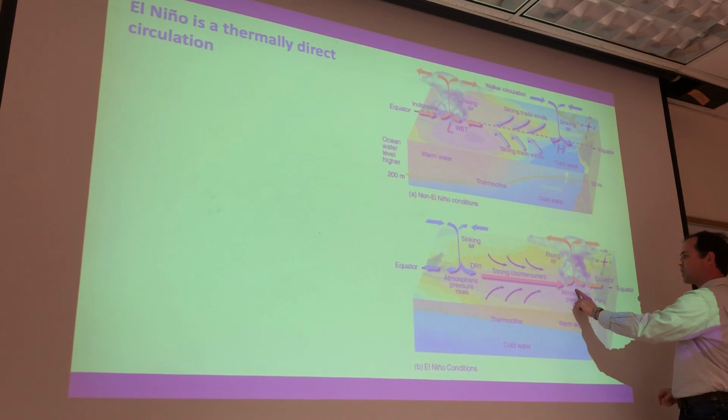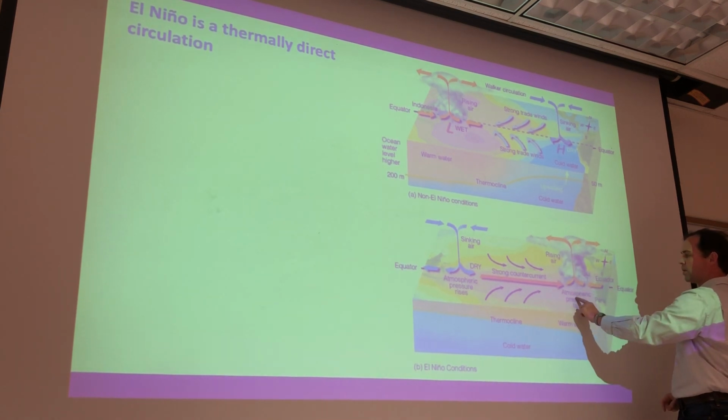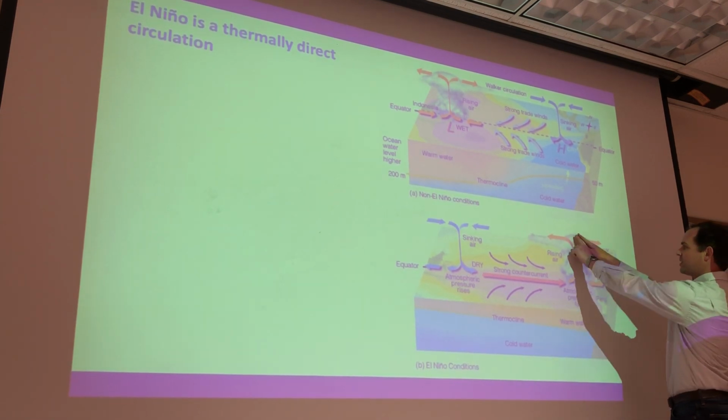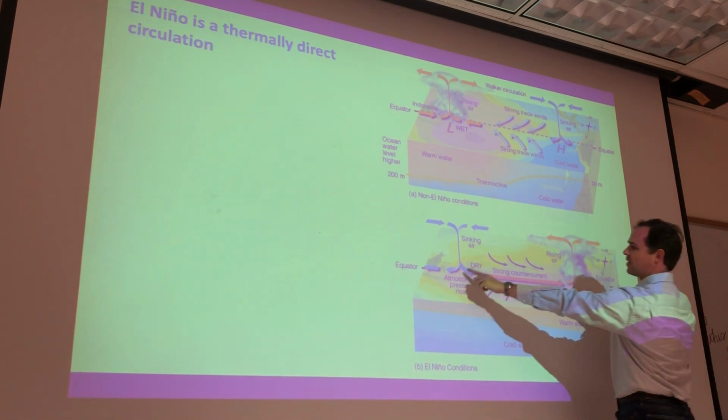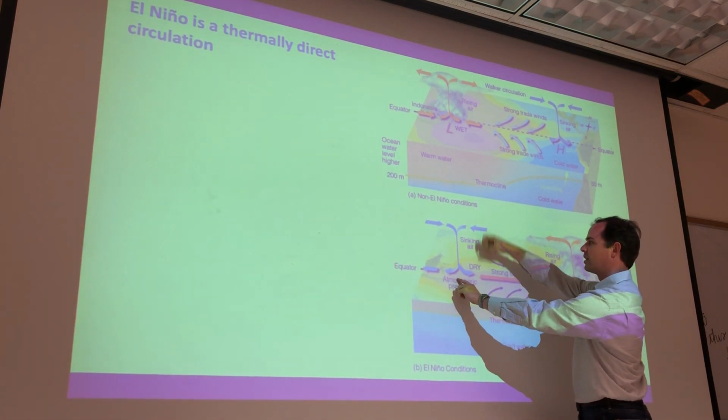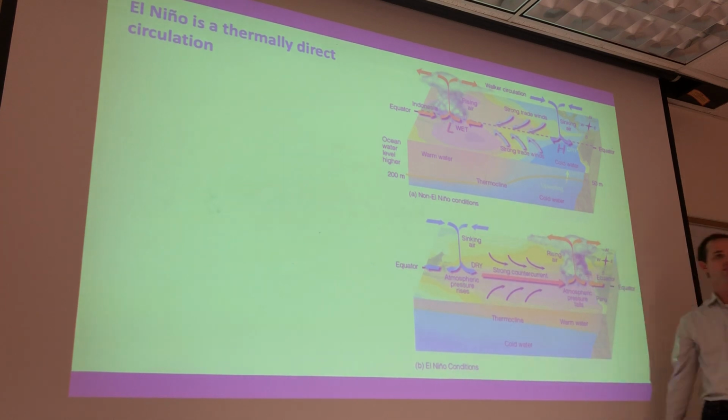So in both cases, the low is where the warm water is, the ascent, convection, and the high is where the cooler water is and the sinking air. Okay.